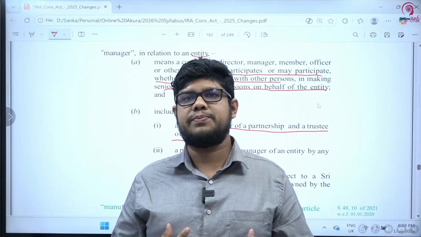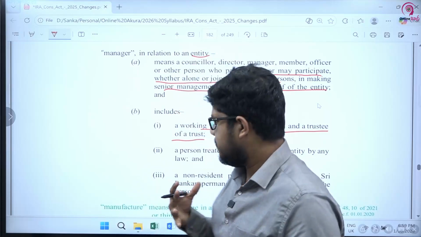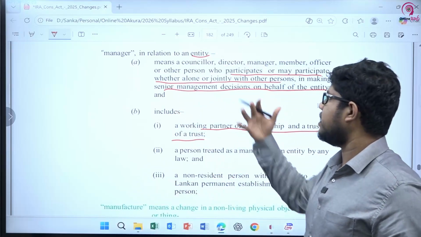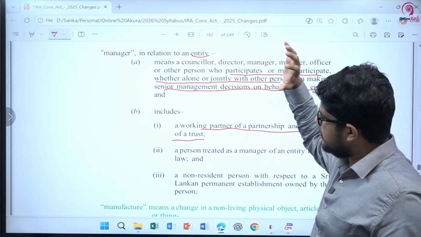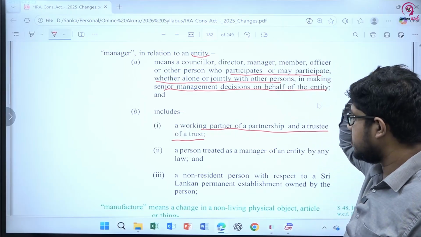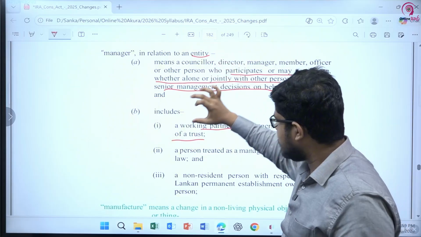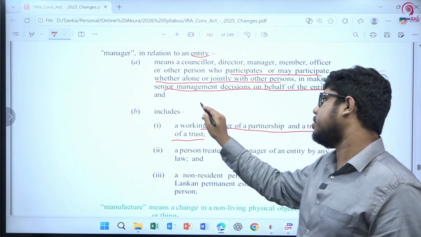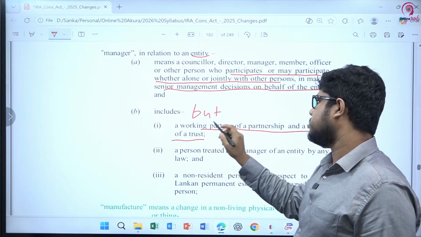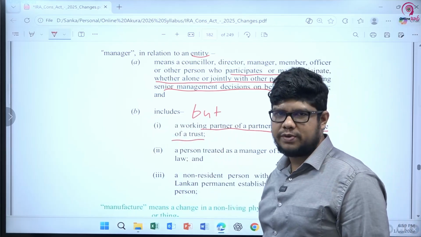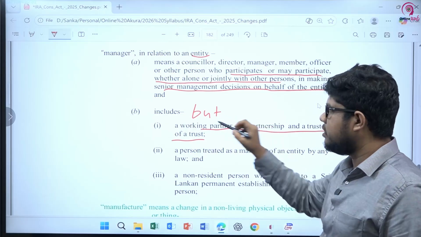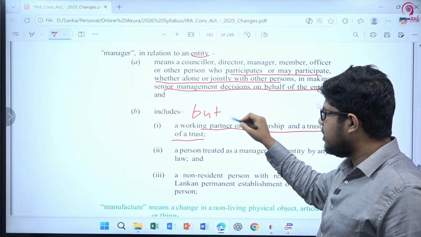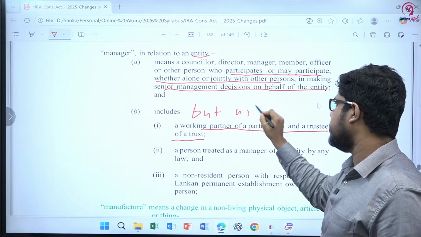Even in a partnership, if you are working like this, right? This is what we call an inclusive definition, not an exhaustive one, but not limited. The importance of this inclusive definition is that even if these words are not there, it indicates that it is not limited.